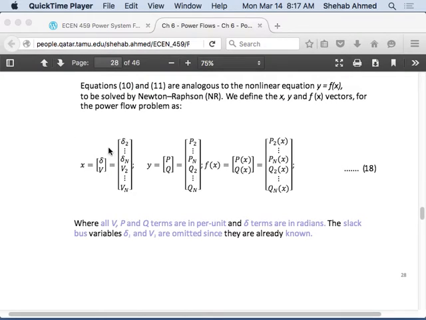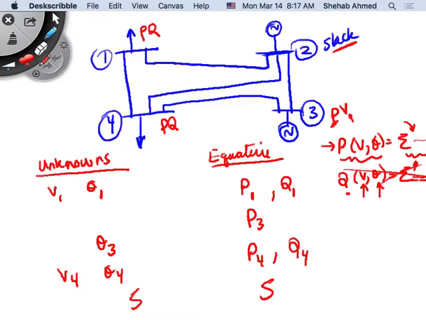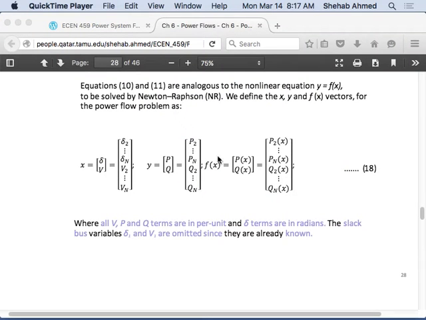So now, what these guys are telling us is let's set up this problem into a y equals f of x format, where y are the equations that you have, right? The P and Q equations that you're able to use at that specific bus. Okay, so let's write up the y vector, and they wrote it in a certain format. If you go back here, they put the real powers first, and then the reactive powers, in sequential order. So let's do the same thing, right?